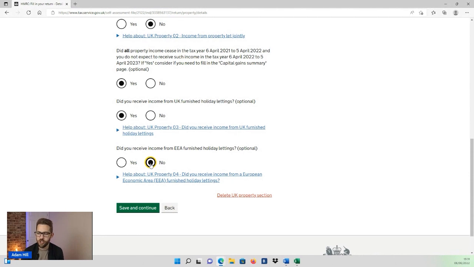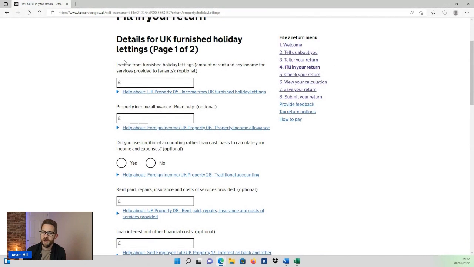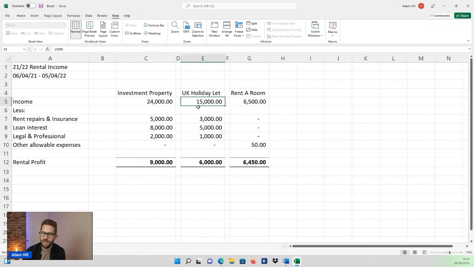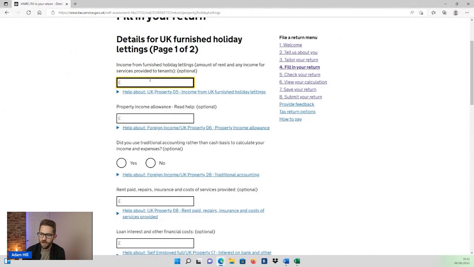In my situation, I don't have any EEA furnished holiday lets. Mine was purely a UK furnished holiday let. And we'll continue to the next page. On page 2, we need to provide income from our furnished holiday let, our FHL. And in my example, we had £15,000 of income. That will go straight in the top box here.